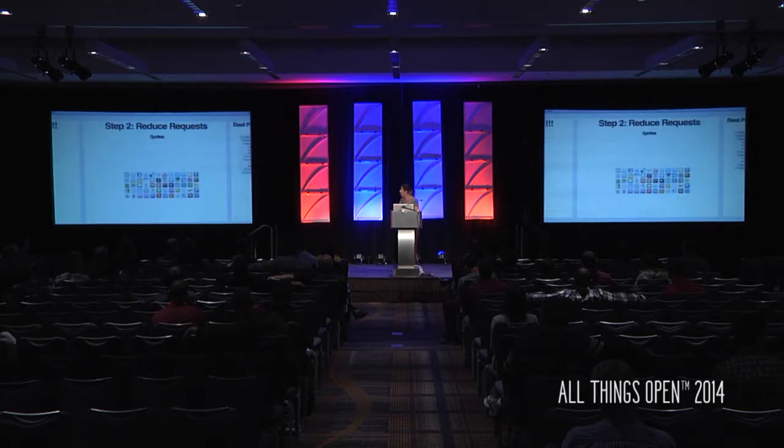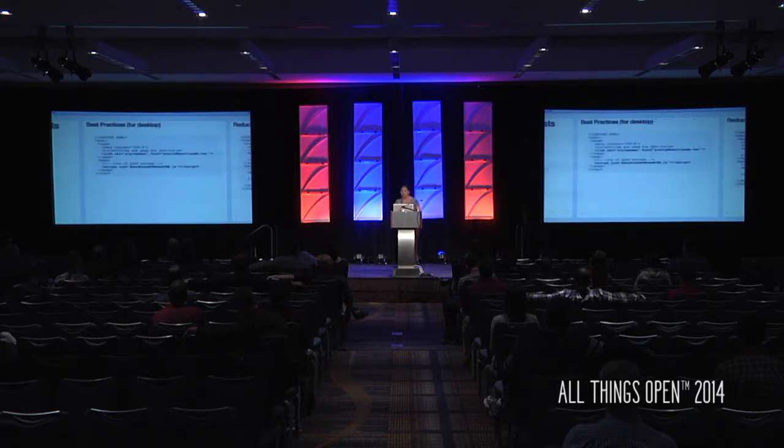Then you can do things like reduce requests. And here's a sprite. A sprite, for those who don't know, is one image that contains multiple images. So you're doing one HTTP request, and then you're just showing sections of that image in your website. So sprites are a really good idea. And I'll talk a little bit about the drawbacks of sprites in a little bit.